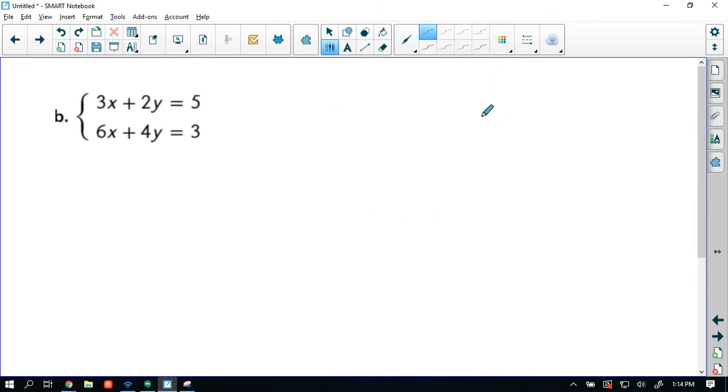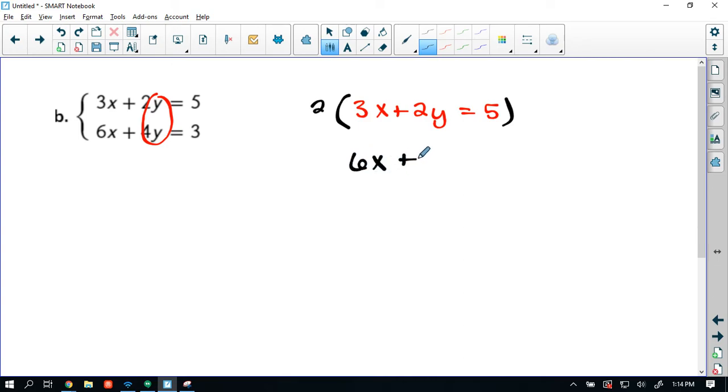So let me clear this up. What I did here for the elimination method is, my thought process is I have 3x plus 2y equals 5. I thought, okay, I'm going to eliminate this y because it'd be easy for me to multiply 2 to 2 to get 4. So then I multiplied 2 to the whole thing, and I get 6x plus 4y equals 10.